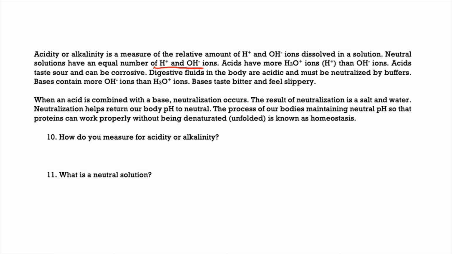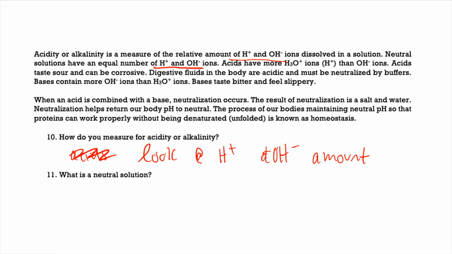Okay, so number 10, we're talking about how do you measure acidity or alkalinity, and that is looking at the H plus and OH minus. So essentially we can just look at the H plus and OH minus amounts. So that's how pH essentially works, and we're going to talk about this in more detail moving forward.